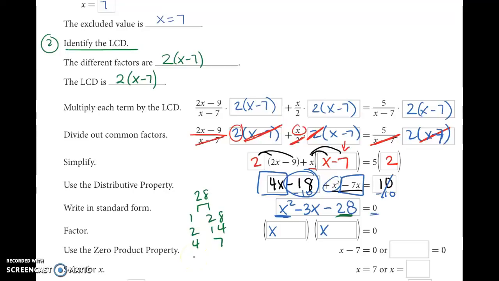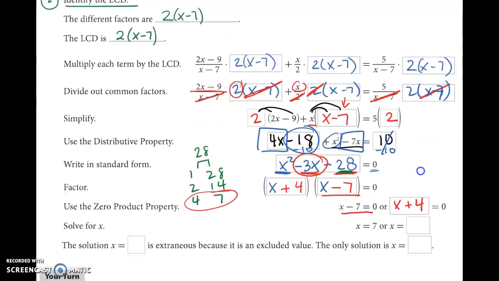So keep in mind what you're trying to add to. I'm trying to add to 3 here. So I'm going to use the 4 and the 7 because a positive 4 and a negative 7 will add to a negative 3. And that positive 4 times that negative 7 will still give me my negative 28 that I need. So the two factors we got were x minus 7, which we have here, and x plus 4. And we're going to solve each of these in order to get x.